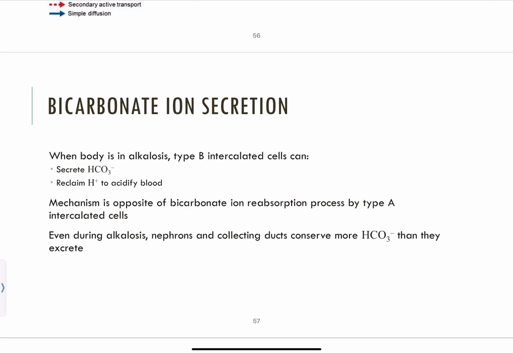increase our blood acidity. Every time we secrete a bicarbonate ion, we are going to reclaim a hydrogen ion, because if we lose one, we gain one. So also reclaiming the hydrogen ion is going to help us increase the acidity or lower the pH of our blood, which is the basic goal. So basically it's a flip of the type A cell.